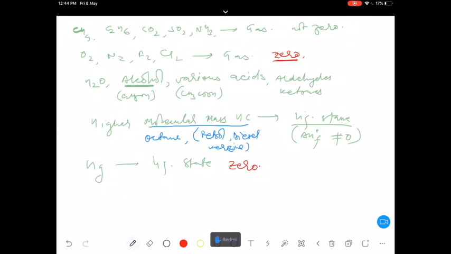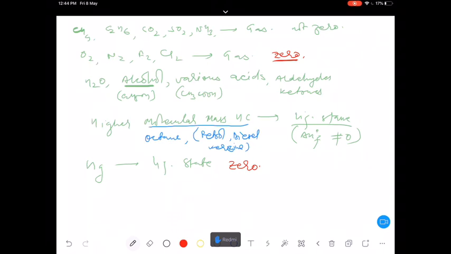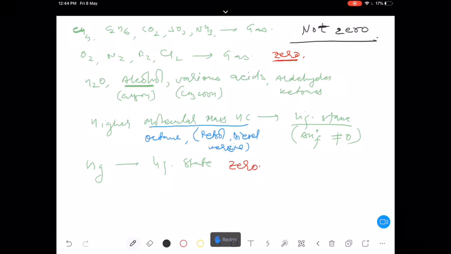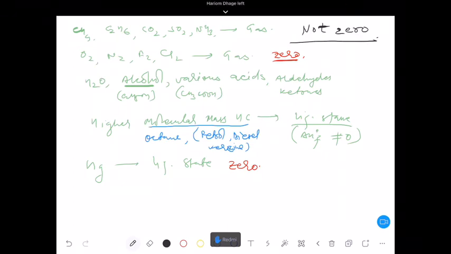Sir, you have written "not zero." Yes. I'll make that dark. One thing I do, I'll just write it in black color. Okay, here I will write "not zero." Okay, now it is fine. Yes.